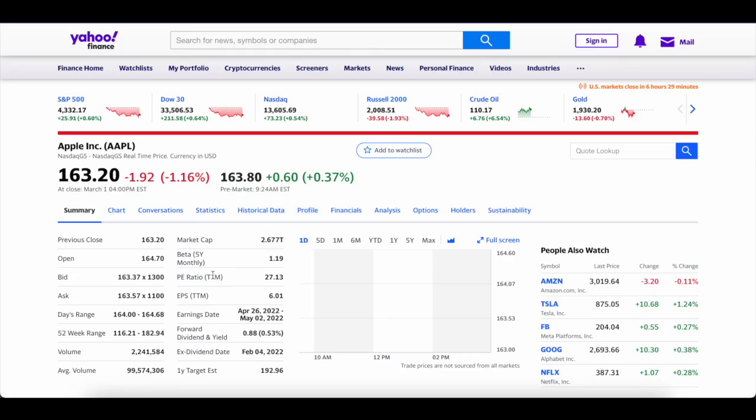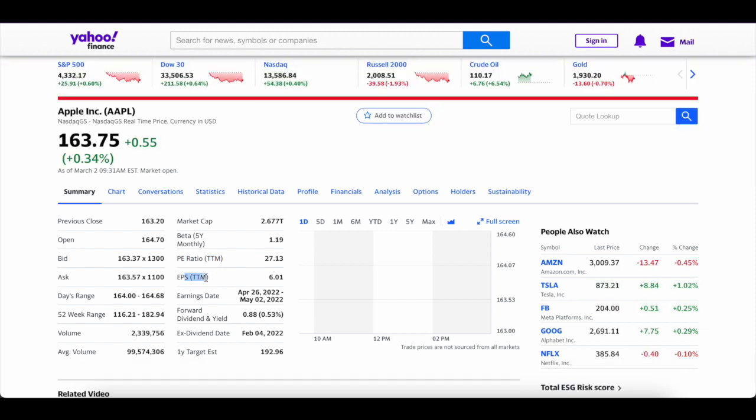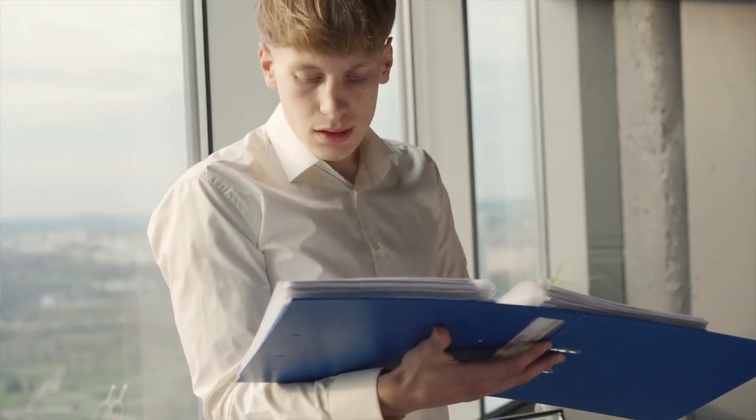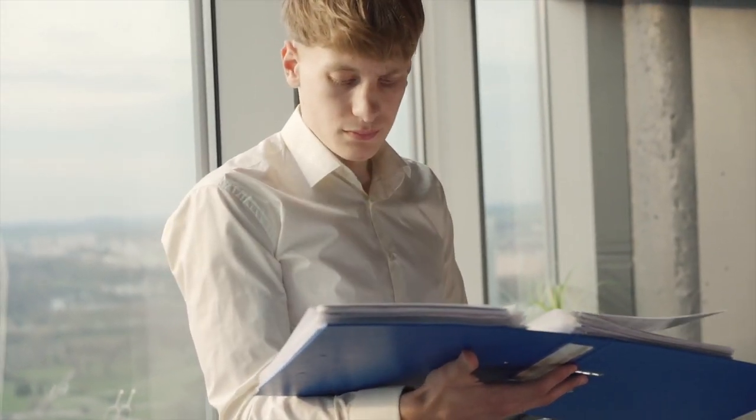Let's talk more about how we can use this ratio to analyze the company. Usually, I look at the company's PE and its competitors. Then, I look for the average PE in this industry and this sector. After that, it will be more clear if the company is better or worse than its competitors.